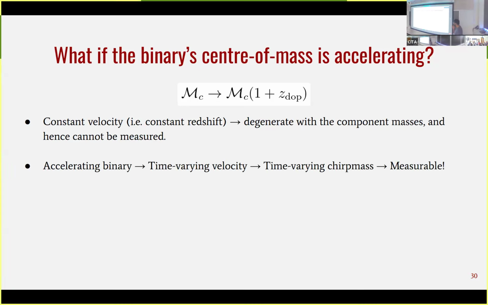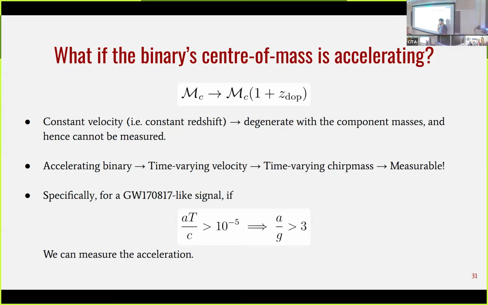However, if you have an accelerating binary, you have a time varying velocity, which means the z Doppler actually varies with time, which means the chirp mass that you see in your detector actually varies with time. And because you can measure the chirp mass really well, you can also measure variations in the chirp mass really well, and hence you can measure this time variation of the Doppler redshift, or in other words, time variation of the velocity, or an acceleration.